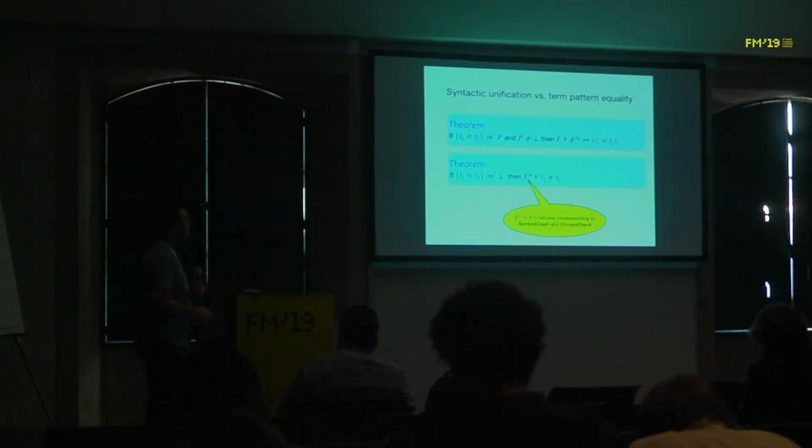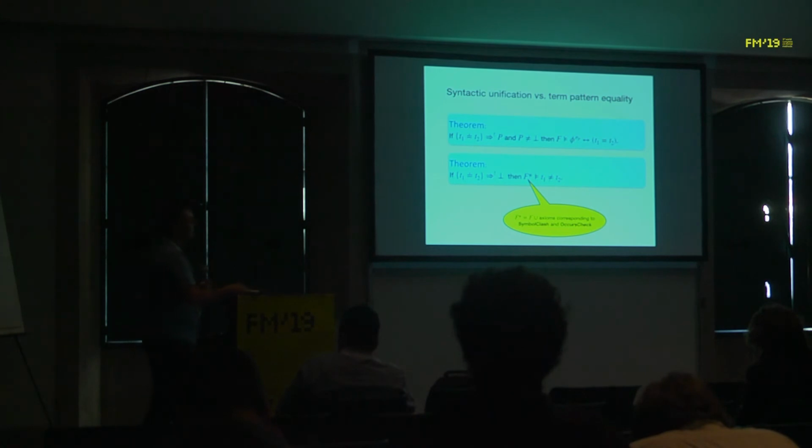All right, so the first result that we have is this one, which is kind of expected. If the syntactic unification algorithm gives you some results, some MGU, then you'll have the equivalence between the formula that we compute and T1 and T2. And this is something you might expect.